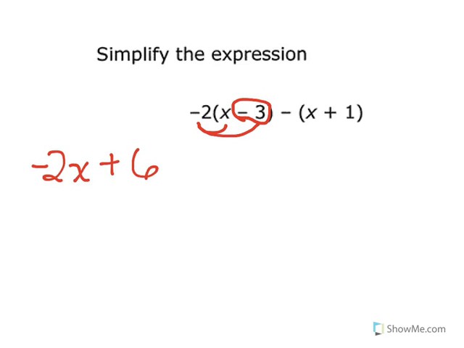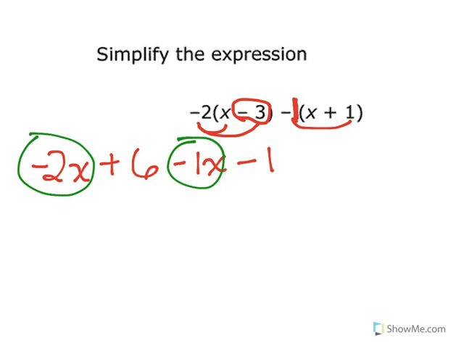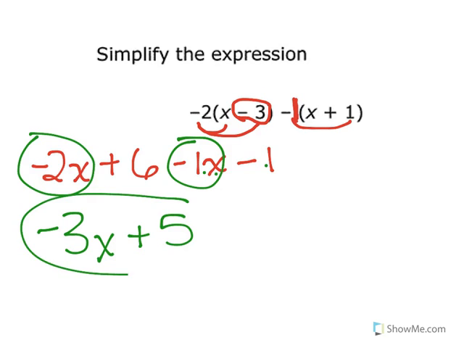But here's the tricky one. I have a minus. Well, there's always a number in front of the parentheses, even if you can't see it, and that's called a 1. So I have to add that 1 so I don't get confused. So negative 1 times x is negative 1x, and negative 1 times 1 is negative 1. Combine my like terms. Negative 2 minus 1 is negative 3x. And then 6 minus 1 is 5. And there's my simplified expression.